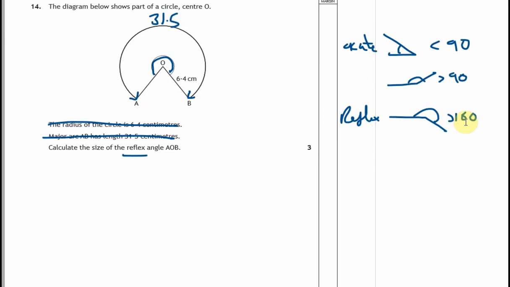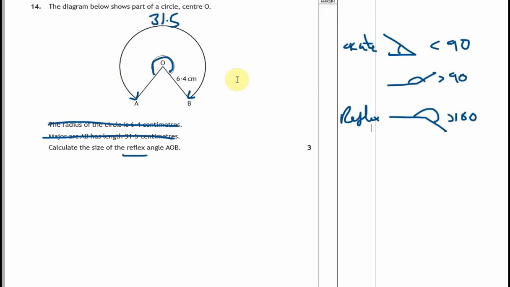Okay, but they've been helpful there. They've given you the diagram, but they could have not given you that and checked for understanding of what a reflex angle is as well. But yeah, they've not done that. So it's the bigger angle, and because they've given you this length in here, it's likely they want the angle corresponding to the arc length. So calculate the size of that angle.